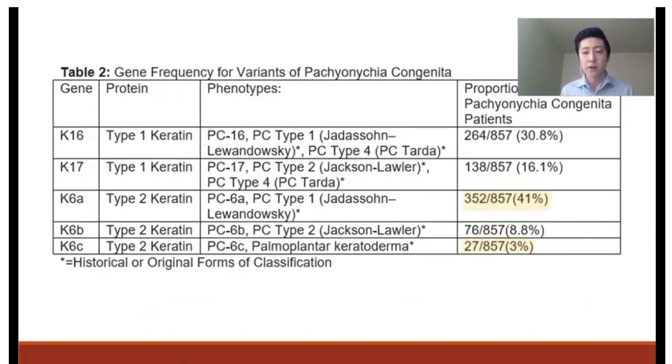The first part of our analysis calculated the frequency of each PC subtype. We found the most common subtype was PCK6A, followed by PCK16 and PCK17. The least common PC subtype was PCK6C, and you can refer to this table for the exact proportion.